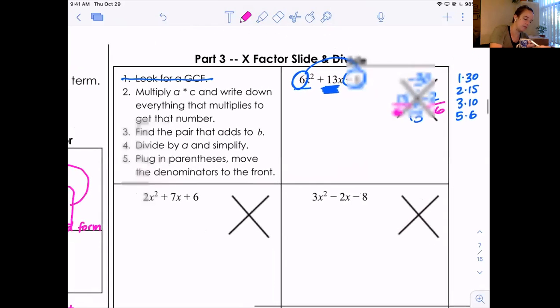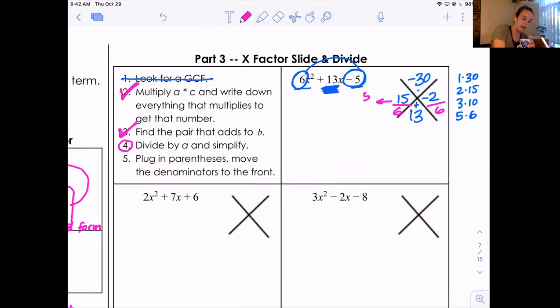So right here, this is step 4. We multiplied A times C, and we wrote down all the things. We found the pair that added up to B, right? Now we're going to divide it by A and simplify. So 13 divided by 6, that would be 5/2. I'm dividing by 3 on the top and on the bottom. So this is one of my answers. I'm going to write x plus 5/2, like that.